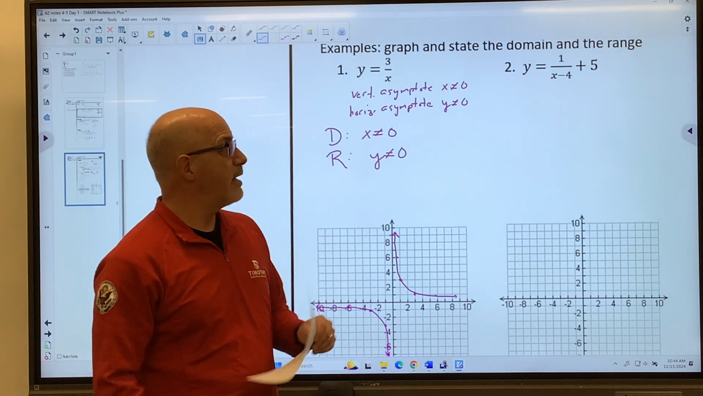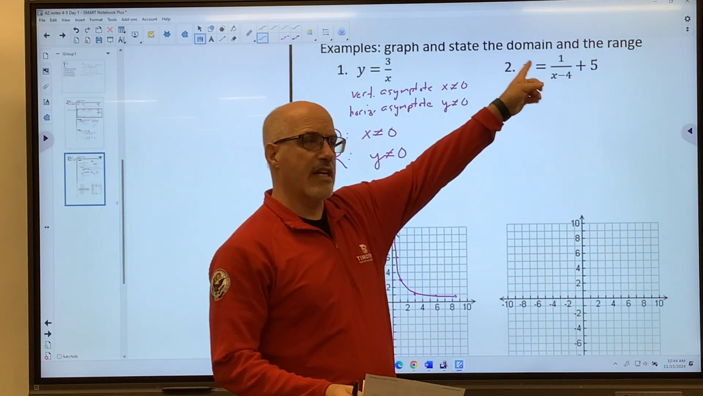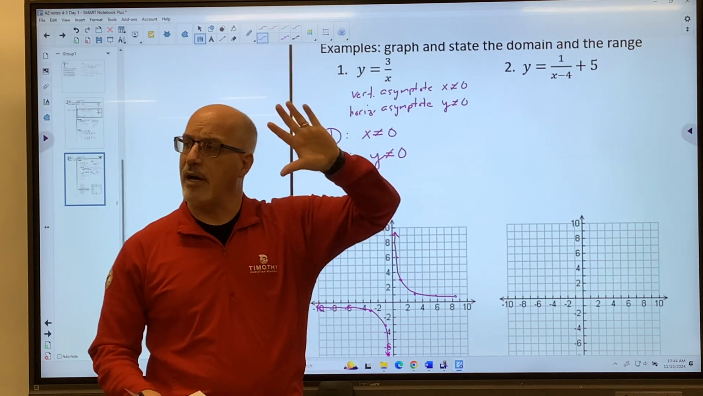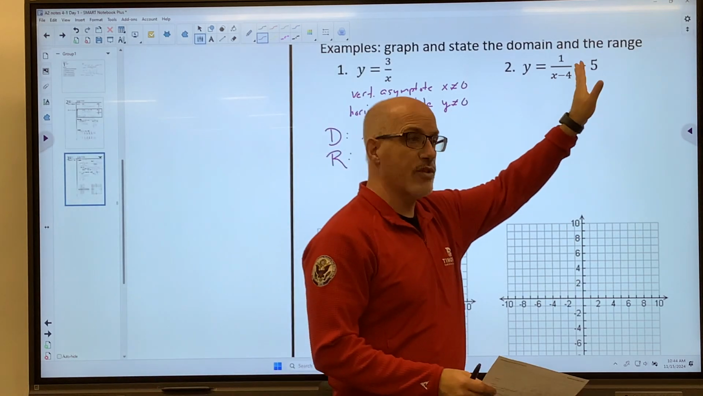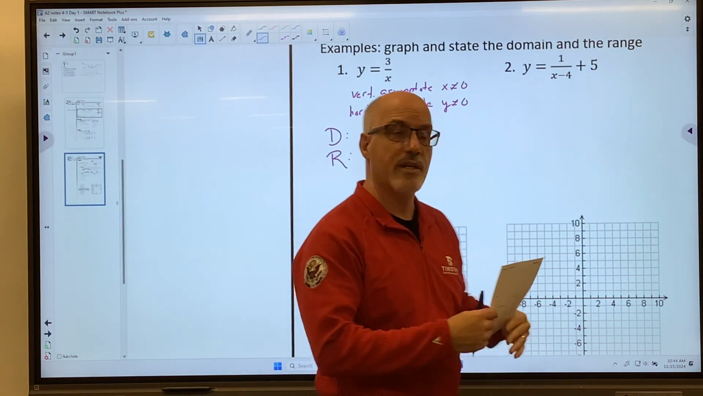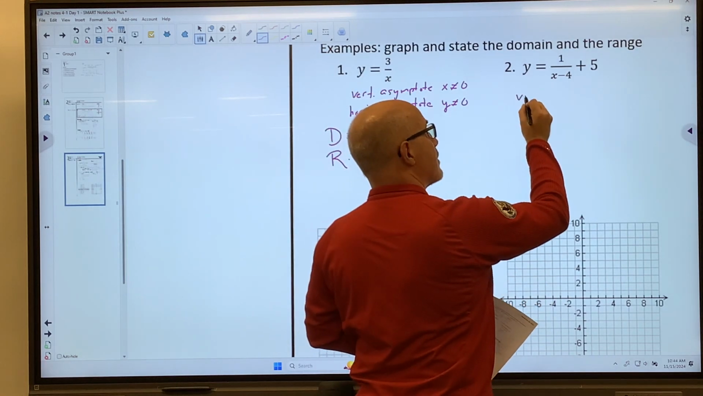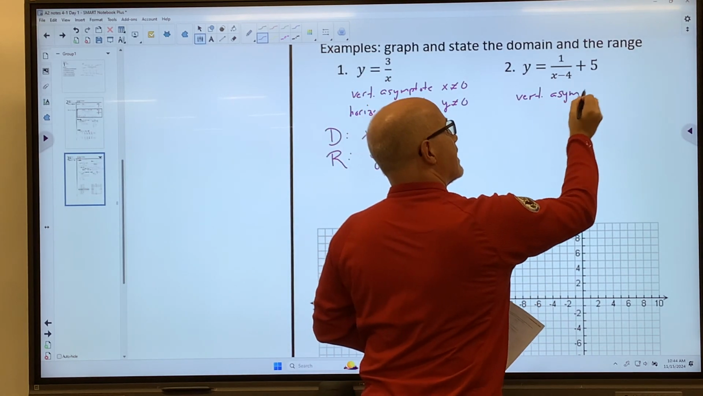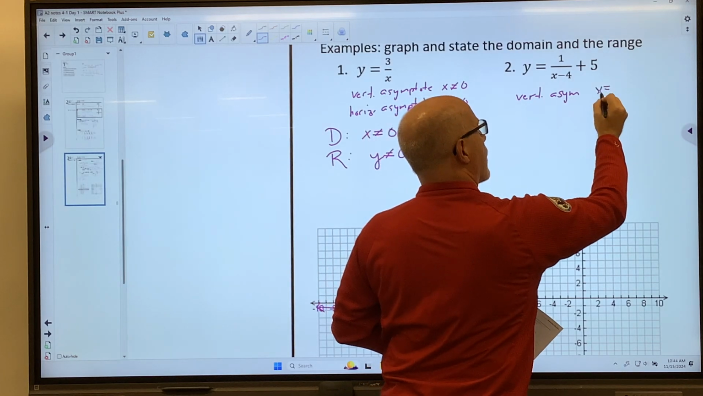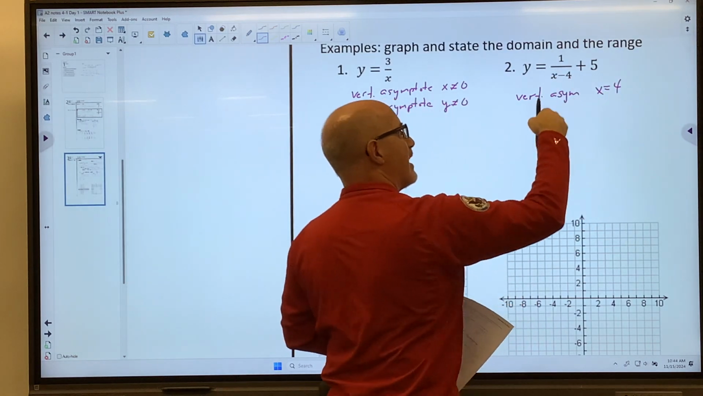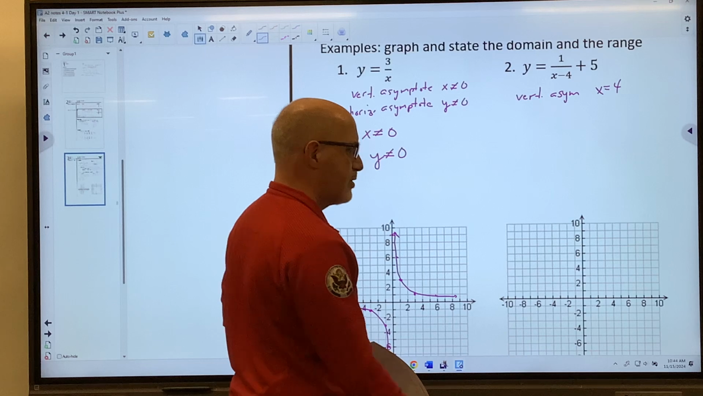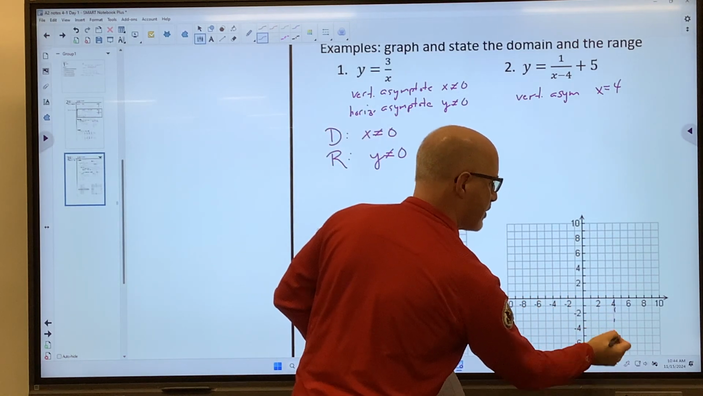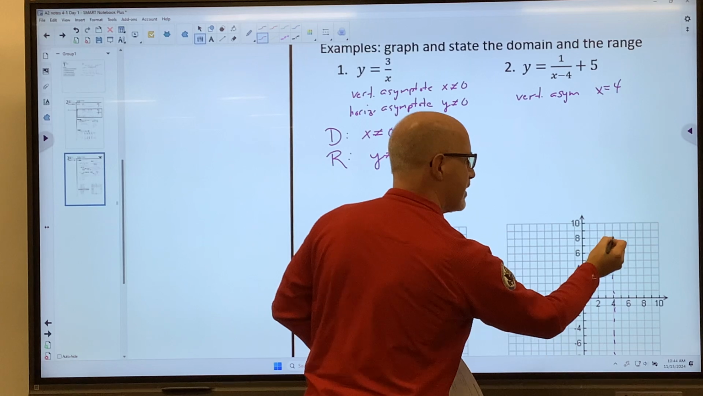On this one, when you look at this, your denominator gives you your vertical asymptote. Your number out here gives you your horizontal asymptote. So my vertical asymptote is going to be at x equals 4. What would make that equal to 0 there? So we're going to go out to 4 here and create a vertical asymptote, a dotted line.